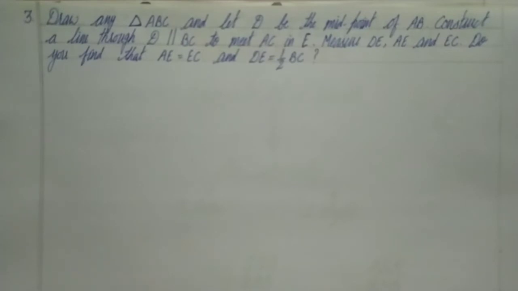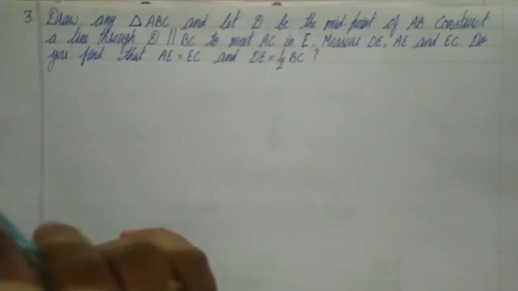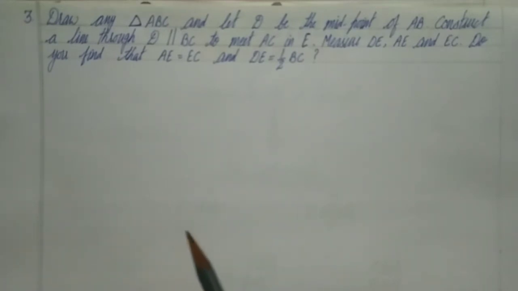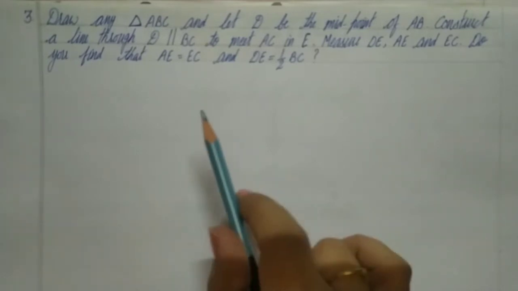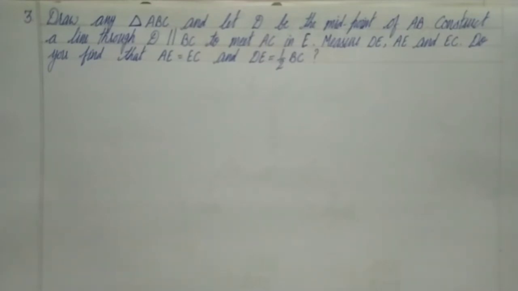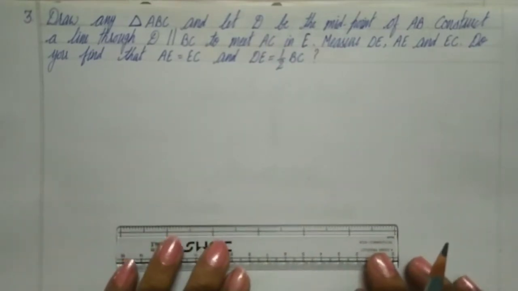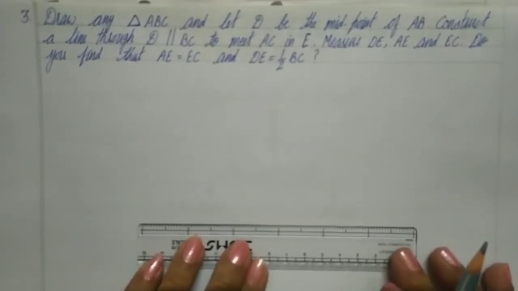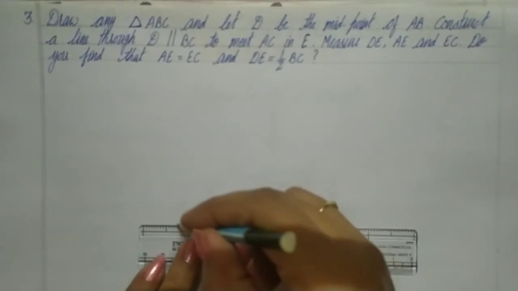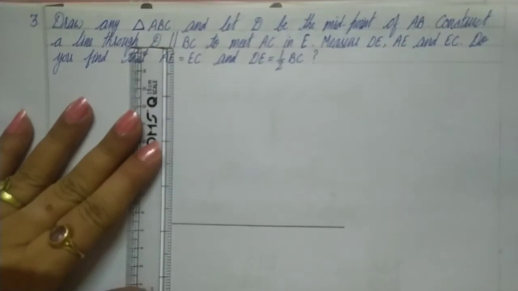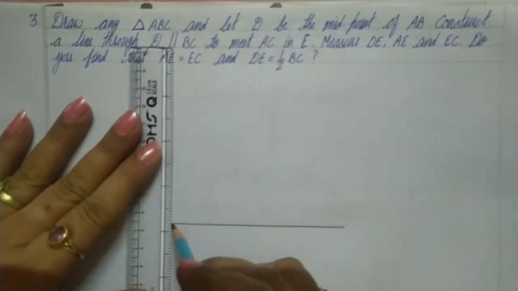Now let's move to the next question. Here the first line is the same. Draw any triangle ABC. Again, any means acute, obtuse or right triangle, and let D be the midpoint of AB. Now let's start. First of all, draw any triangle. Let it be a right triangle this time. So this is the base of the triangle. Then draw a right angle, this angle should be of 90 degrees.